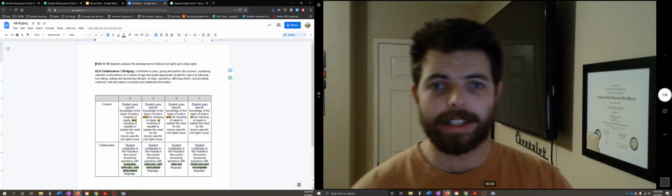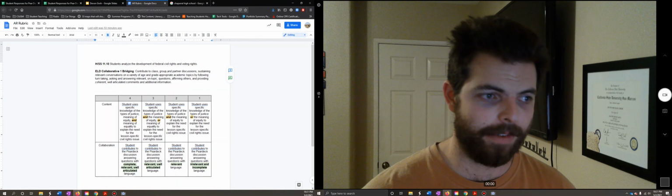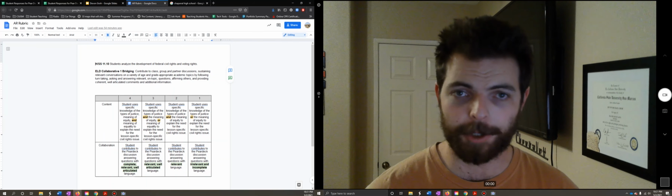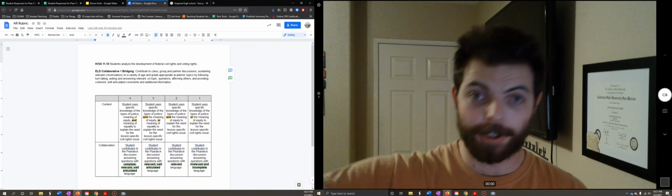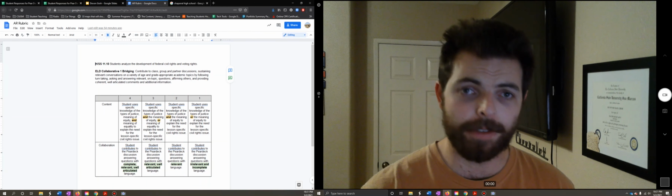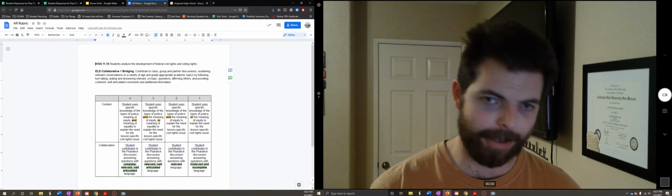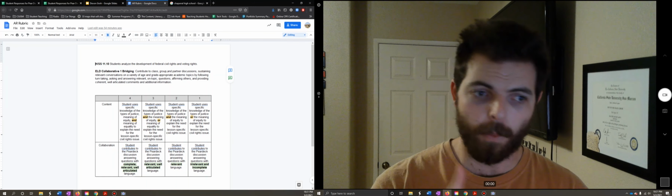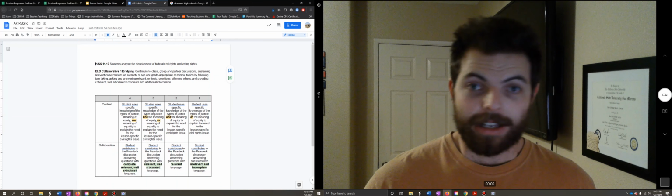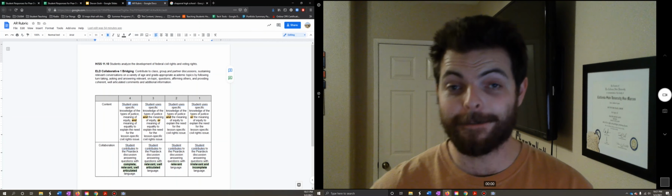Oh, by the way, here's the standards that I'm working with here. The History Social Science Standard 11.10, students analyze the development of federal civil rights and voting rights. And it's that entire thing, all of the substandards beneath that. So we're looking at multiple different groups: African Americans, Asian Americans, Pacific Islanders, Hispanic Americans, LGBTQ, women's rights, and Americans with disabilities, among others.